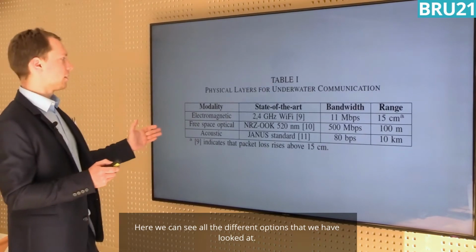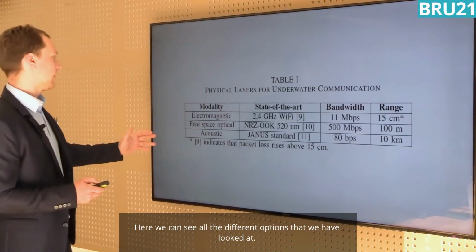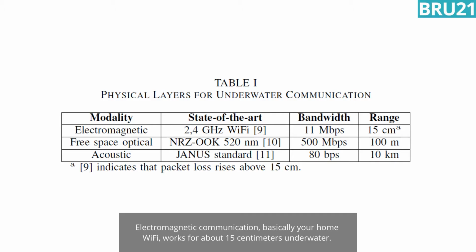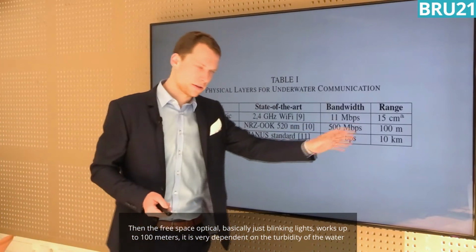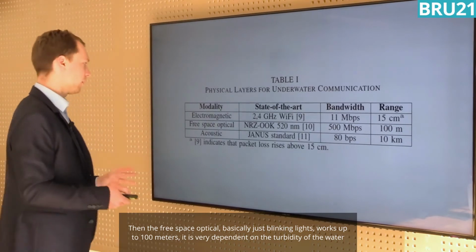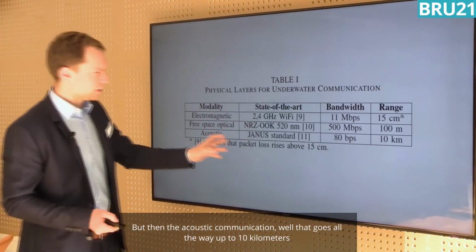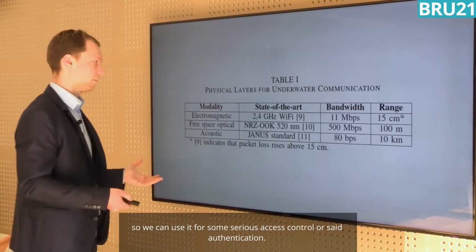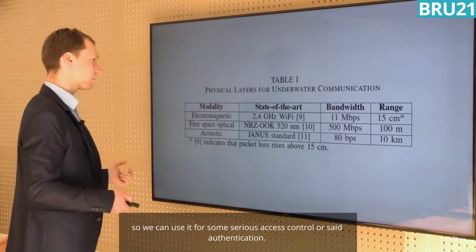Here we can see all the different options that we've looked at. Electromagnetic communication, basically your home Wi-Fi, works for about 15 centimeters underwater. Otherwise it's shielded. So you can use that to exchange keys, but you have to be docked to do that. Then the free space optical, basically just blinking lights, works up to 100 meters, very dependent on the turbidity of the water. But then acoustic communication, well, that goes all the way up to 10 kilometers, so we can use it for some serious access control for said authentication.